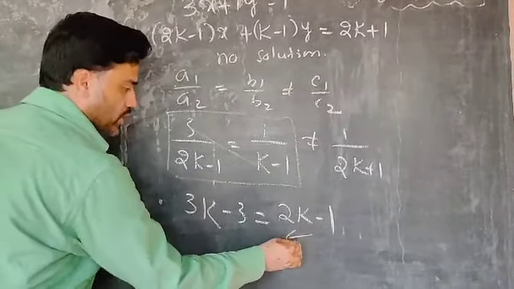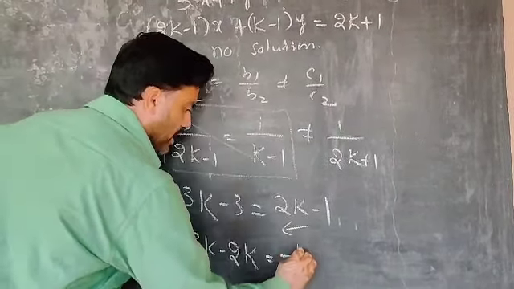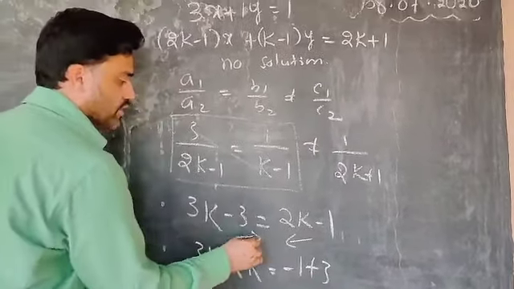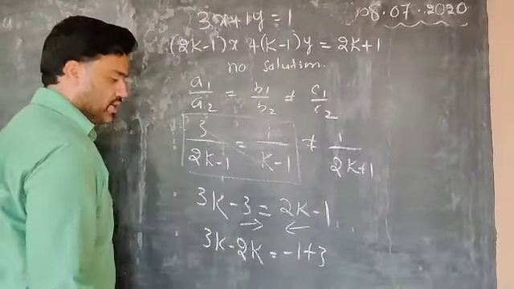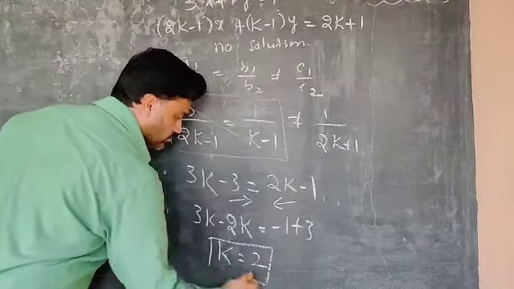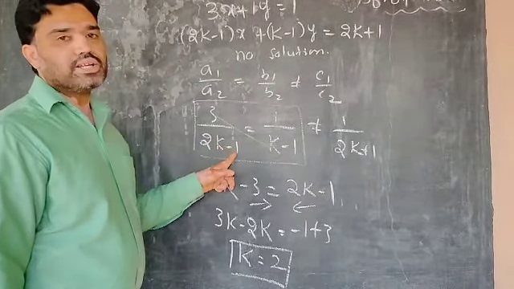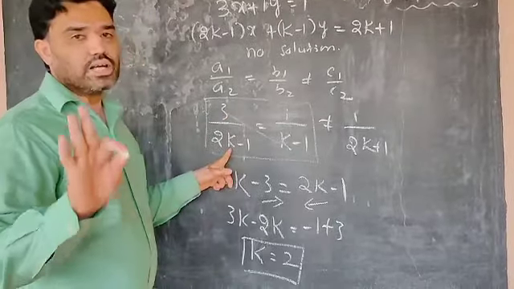Okay, take 2k towards the left side: 3k minus 2k. Minus 3, if you transfer to the right, it becomes plus 3. Therefore k is equal to 3 minus 1, which is 2. Now let us substitute: 3 by 2 into 2 is 4, 4 minus 1 is 3. So 3 by 3 is 1.